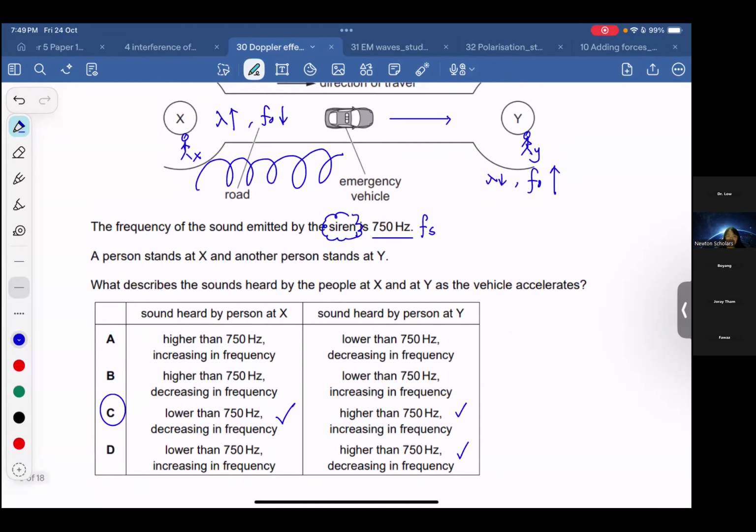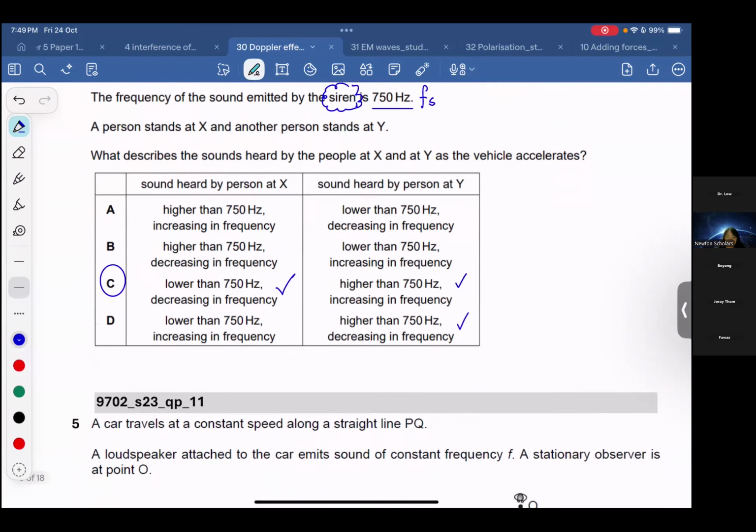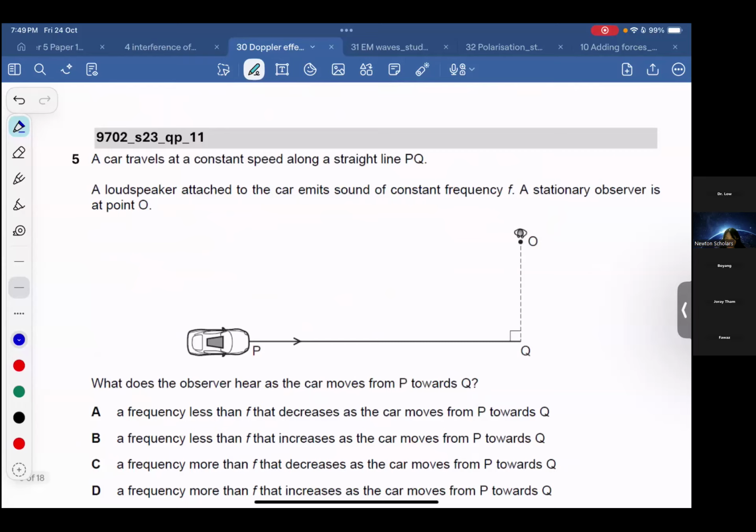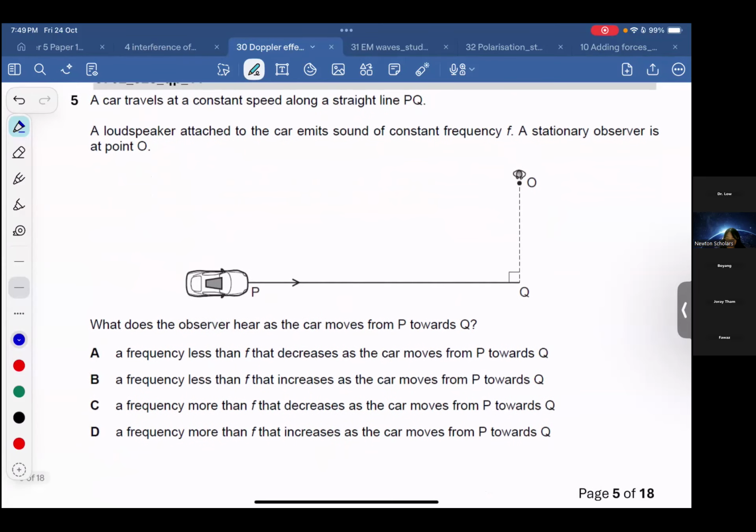Is it okay, dear? Yes, okay, we go to question number 5. Question number 5 is a bit challenging. I can give you some hints, then you think about that.